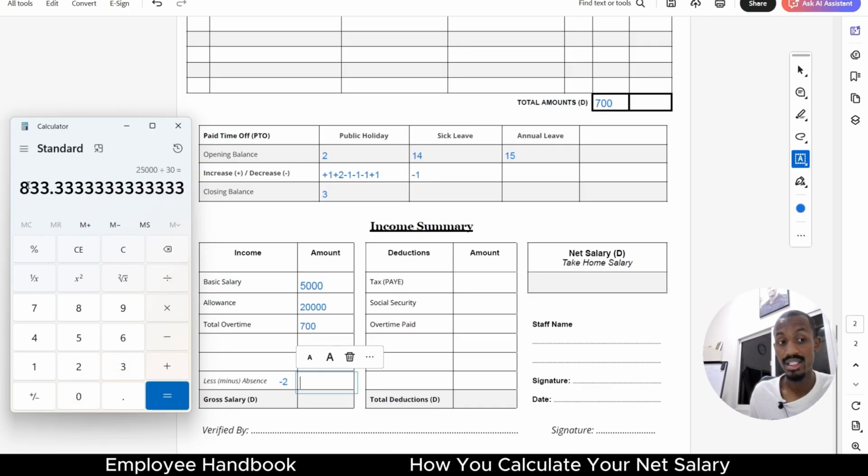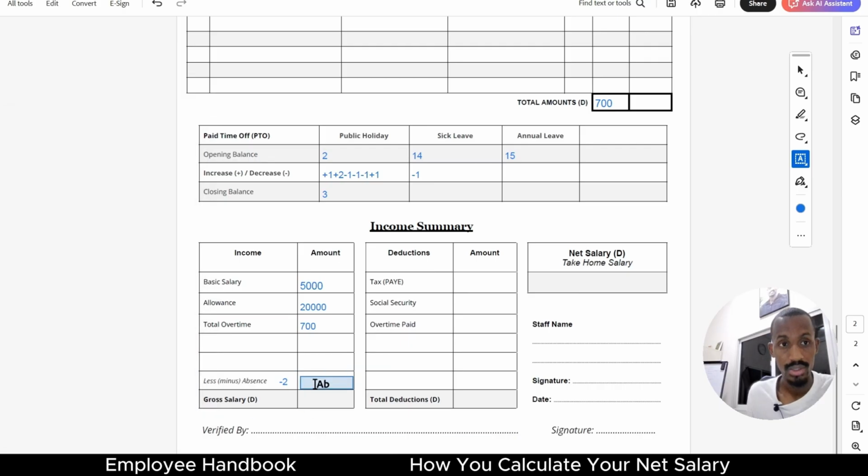That's 833. So that means that at Jollof Events, I'm paid $833 every day. So that means that I did not come for 2 days. If you multiply it by 2, it's supposed to be 1,666. So 2 days will be how much? 2 days.